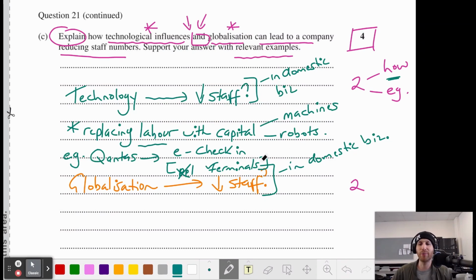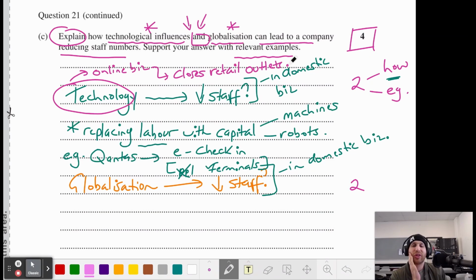Another one I thought about, depending on what examples you're looking at, is you might also talk about an online business that closes its retail outlets. So then you would say, oh, okay, there would be less people working in those stores because they no longer need them. They're selling it through online channels.